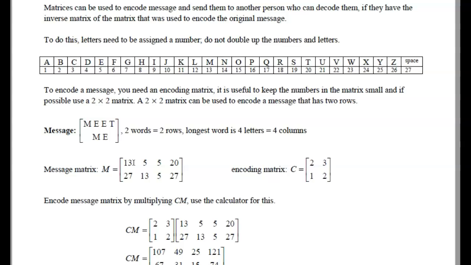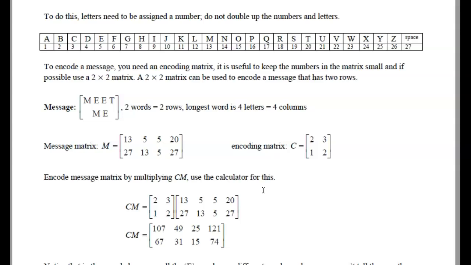Okay, so the number 13 corresponds to M. The number 5 corresponds to E, so that's just meet space me. Okay, so there's your message. Now, we're assuming that you don't have this coded thing. So what we're going to do to encode the message, we multiply it by this matrix here. So this matrix changes depending on whatever the code is, okay? So this is all made up stuff. It's not true for every coding problem.